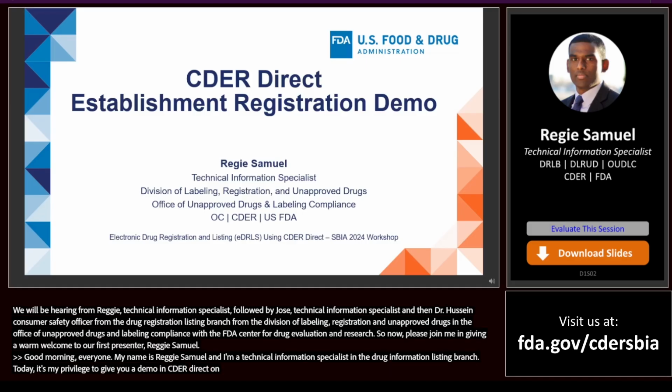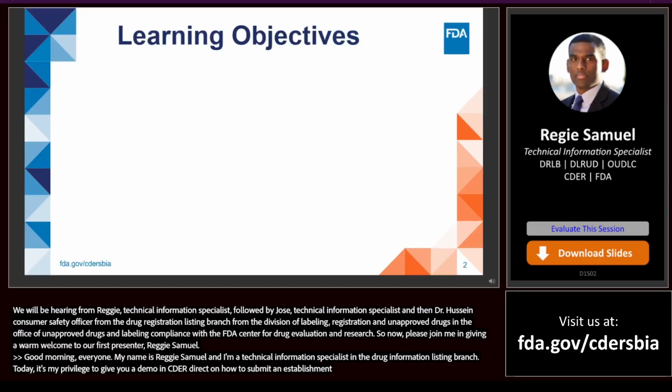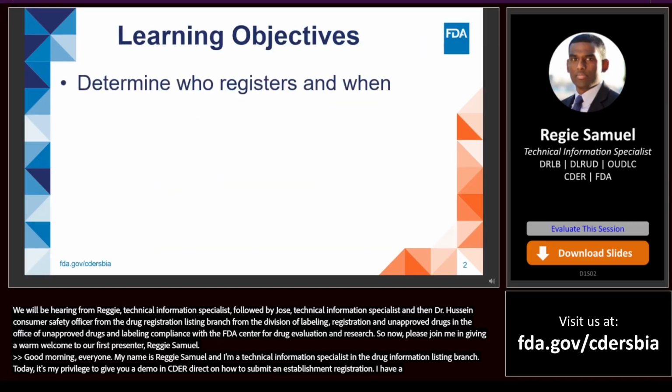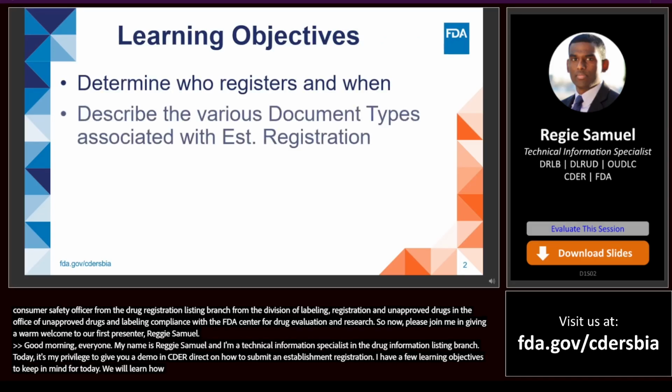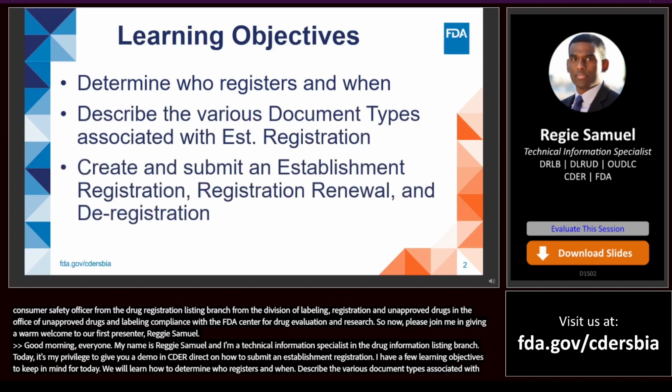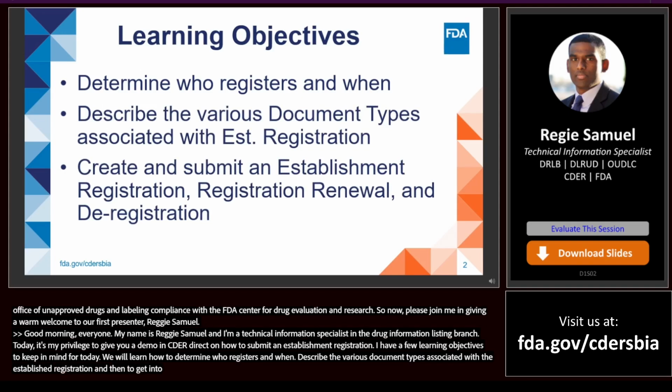Today, it's my privilege to be able to give you a demo in CDER Direct on how to submit an establishment registration. A few learning objectives to keep in mind for today: we'll learn how to determine who registers and when, describe the various document types associated with establishment registration, and then to get into the meat of it, we'll create and submit an establishment registration, a registration renewal, and a deregistration.